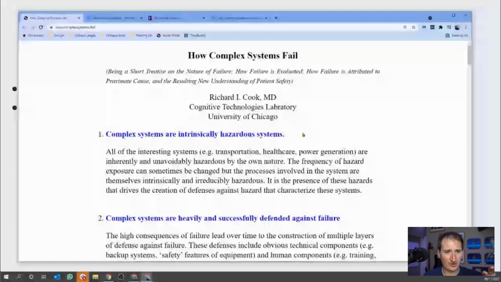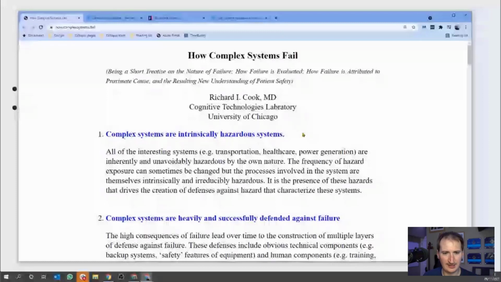Anyway, after doing a bunch of research, Richard Cook came to 18 conclusions. And I highly recommend that you read this in full. It's an easy to remember URL, how.complexsystems.fail. I'm not going to call out every single one of these 18 points because we'll be here all day and I don't have enough time for that. But there are a few things that I want to highlight specifically.